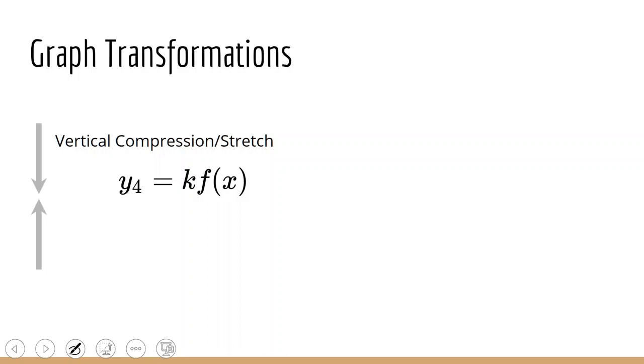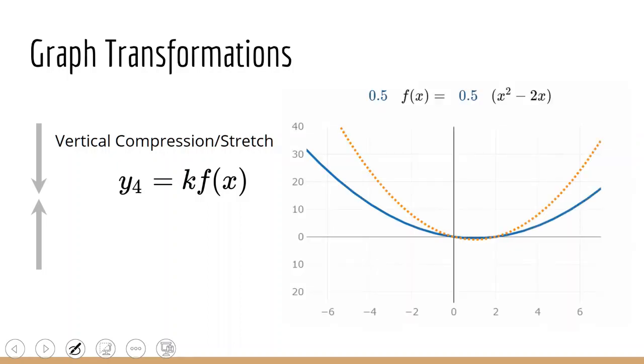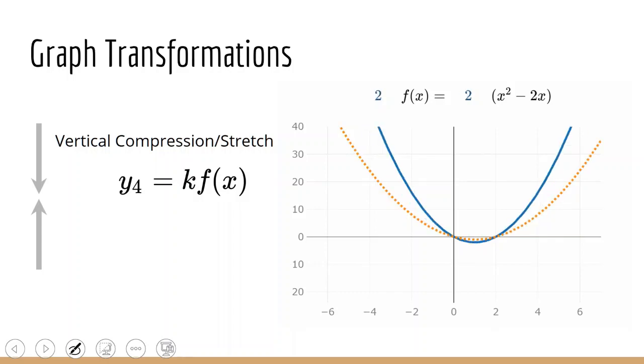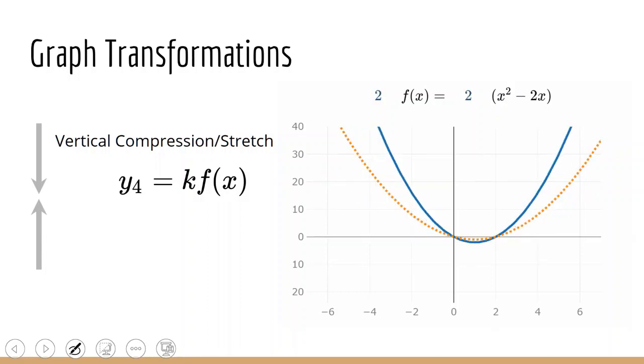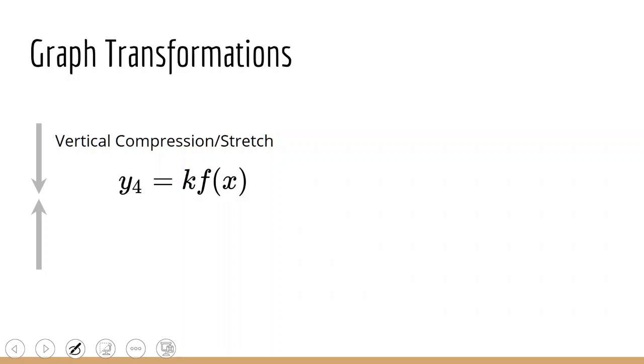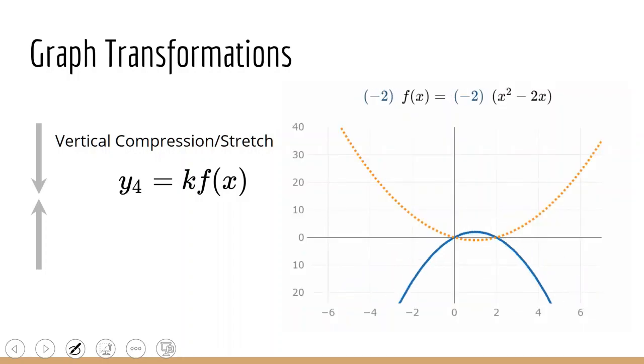Similarly, to compress and stretch vertically, we would multiply the function by a constant. So here, we see as k increases, our graph stretches vertically, and as it gets less than 1, between 1 and 0, it compresses, and at 0, we get a straight line again. Also, in this case, when k becomes negative, it will also reflect along the x-axis.